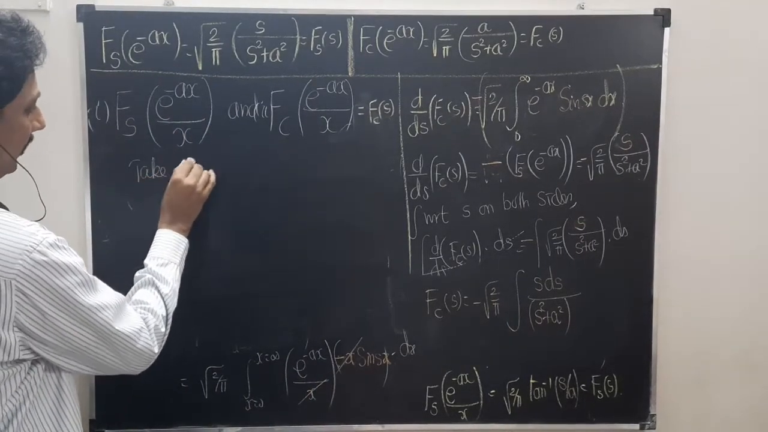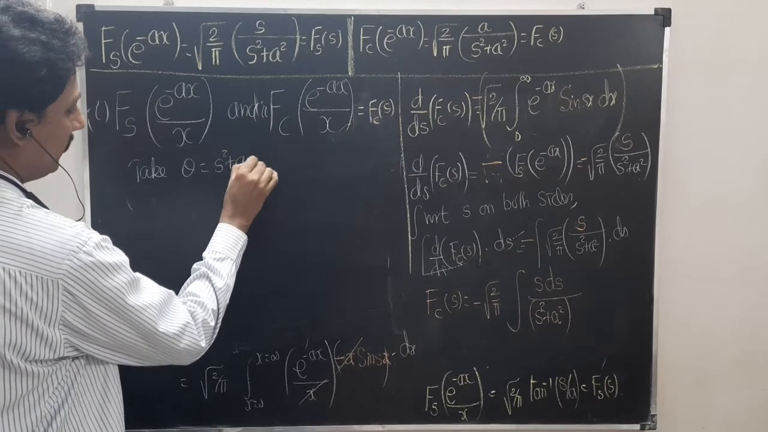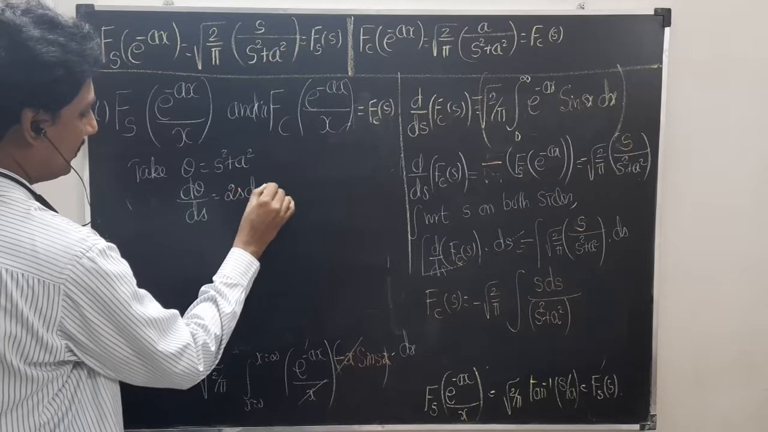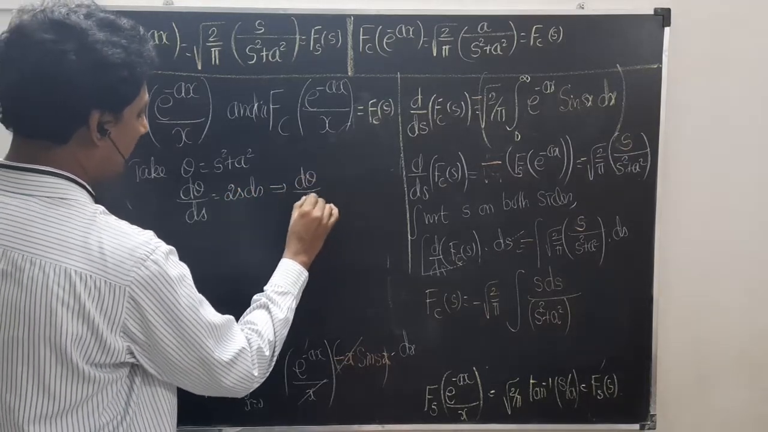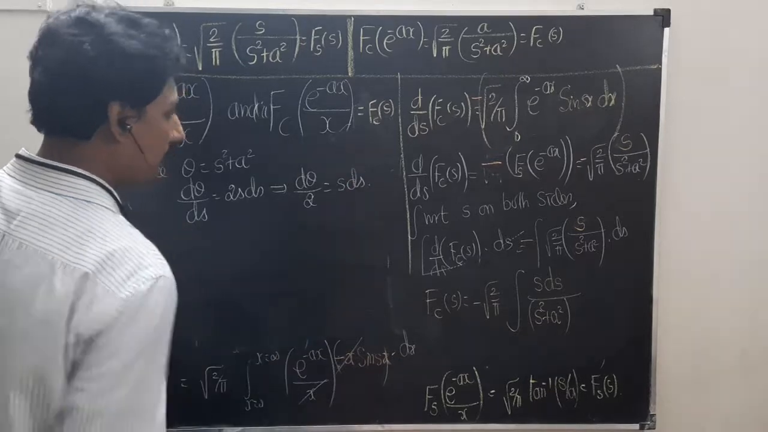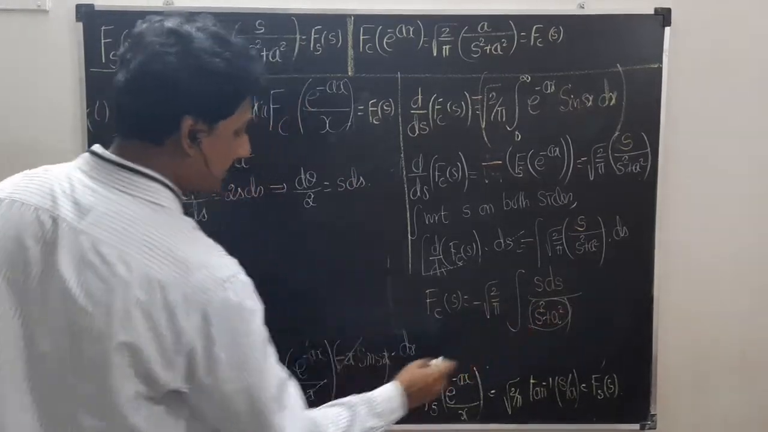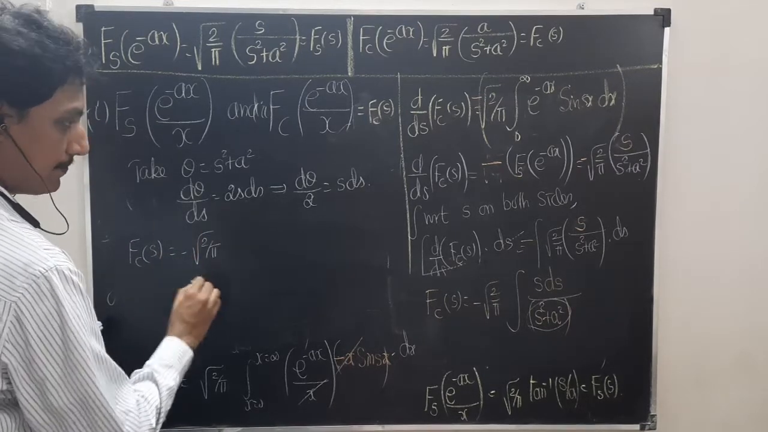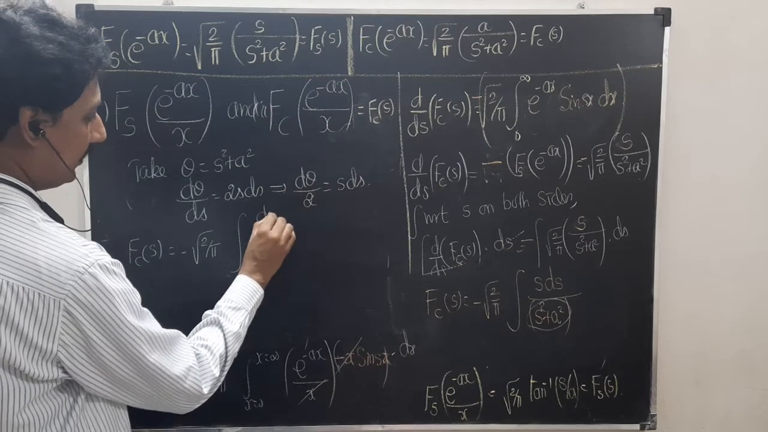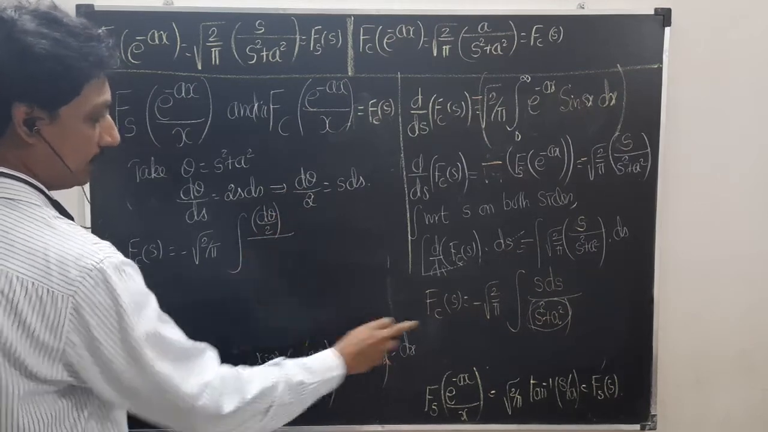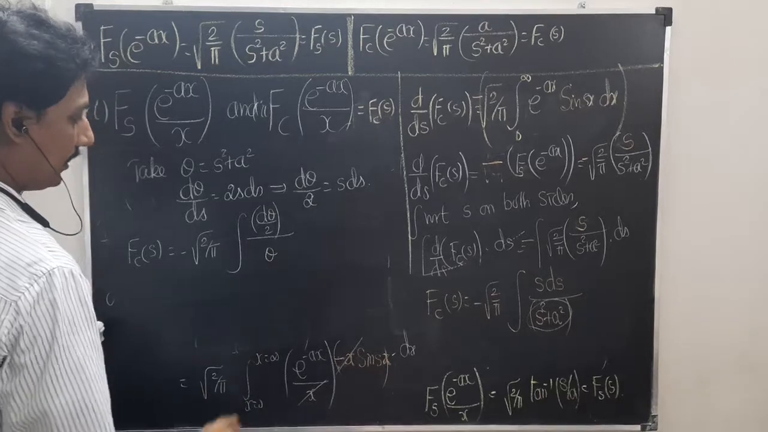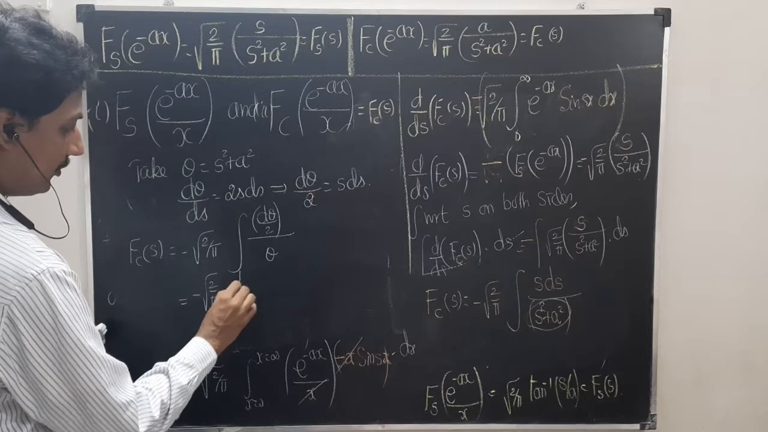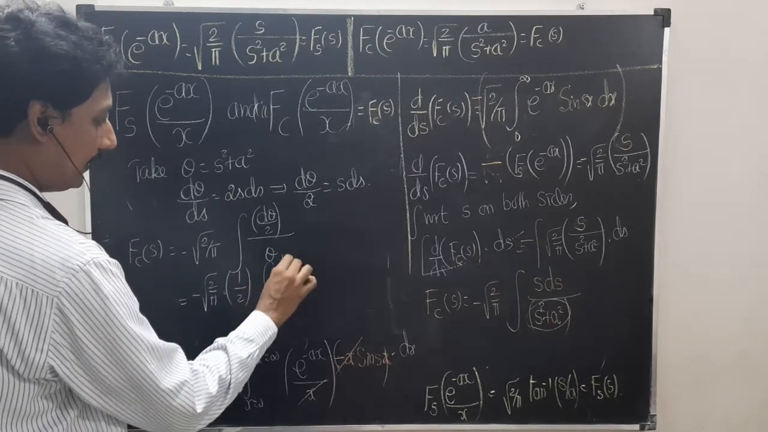We can use theta equal to s squared plus a squared. Then d theta by ds is equal to 2s, or otherwise d theta by 2 is equal to s ds, right? Substituting, Fc of s is equal to minus square root of 2 by pi times the integral of (d theta by 2) divided by theta, since s squared plus a squared is theta. So take 1 by 2 outside: minus square root of 2 by pi into 1 by 2 integral d theta by theta.